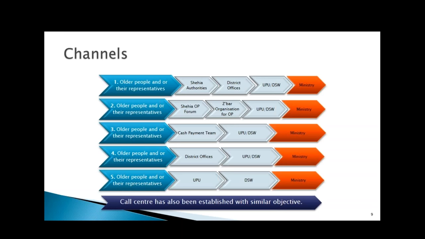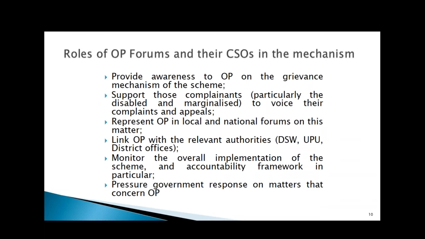The accountability mechanism, initially, was supposed to use the government channels. It means going from the older person to the Shehia, and the Shehia to the district and to the national level. But then, given the complexity of the situation, the Older People's Forum had to come in to help those older people who cannot make those complaints and appeals by themselves. They go to provide awareness to older people about this grievance mechanism, telling them that if you are not satisfied, you can do this. And actually not just telling them, but supporting them even in the process itself, particularly those who are unable to do it by themselves, voicing their complaints and appeals, making sure that they are heard at all levels. That is very important.